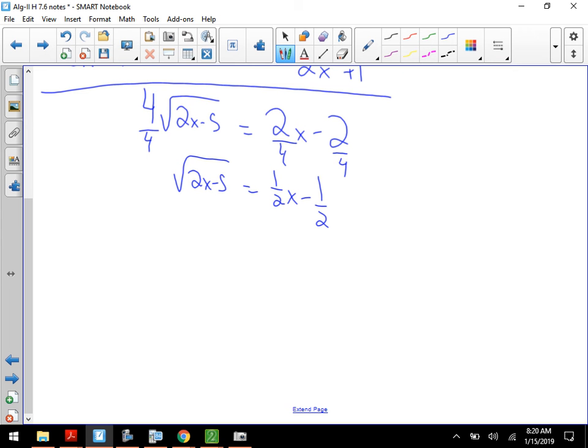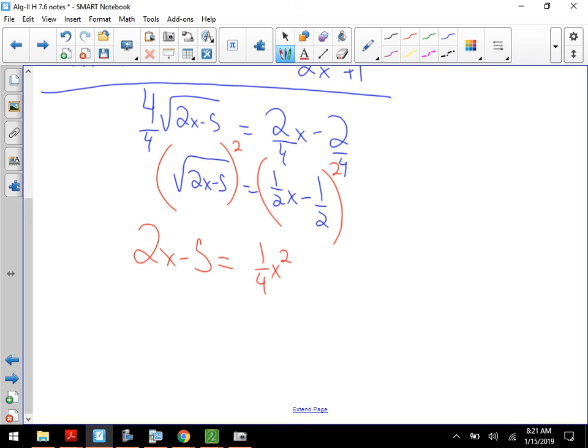Now what? Square it. Okay, I'll do the easy one. Square root of junk squared, junk. Will it change anything if I have to square a binomial that has fractions? Nope. What's 1/2 times 1/2? 1/4. I get 1/4 x squared.